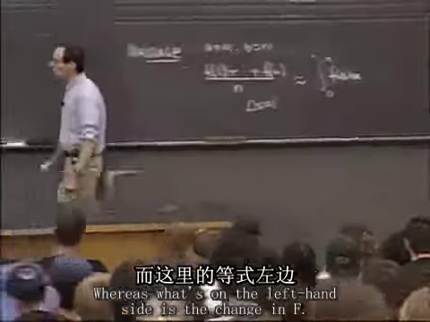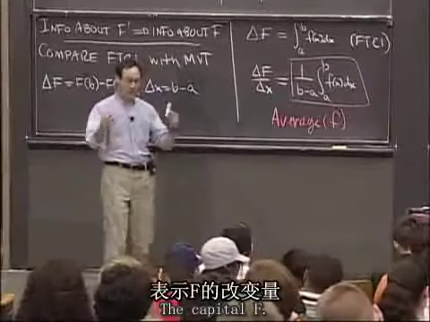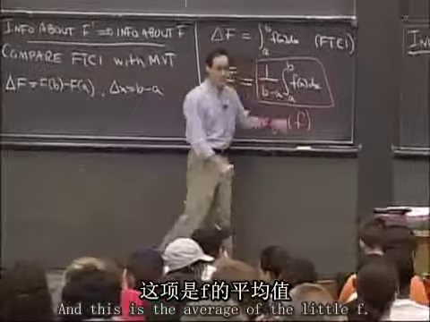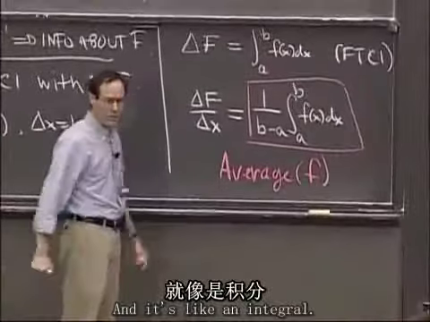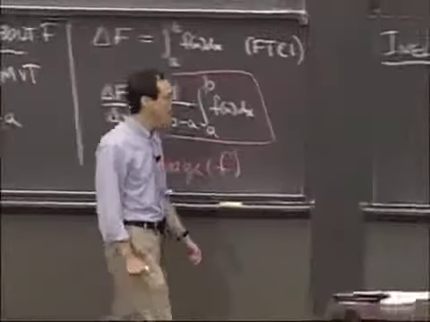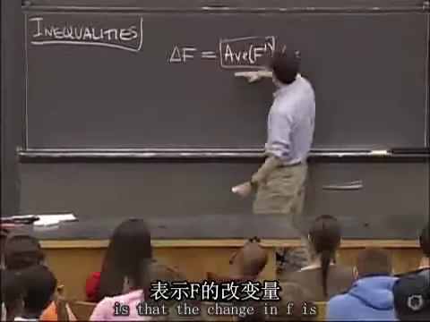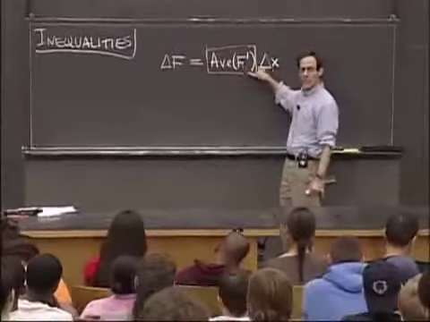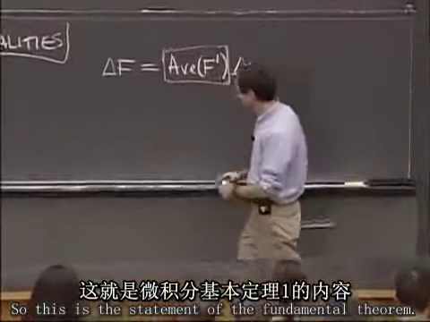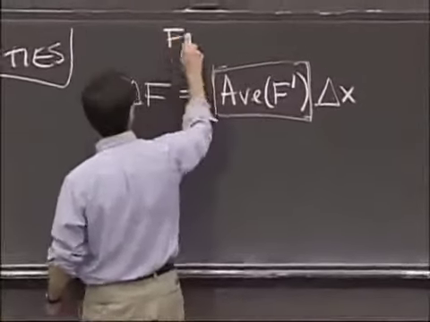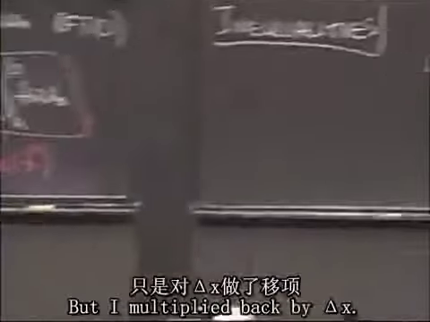Whereas what's on the left-hand side is the change in capital F, and this is the average of the little f. So an average is a sum, and it's like an integral. In other words, the change in f is the average of its infinitesimal change times the amount of time elapsed, if you like. So this is the statement of the fundamental theorem, just rewritten exactly as I wrote there, but multiplied back by delta x.